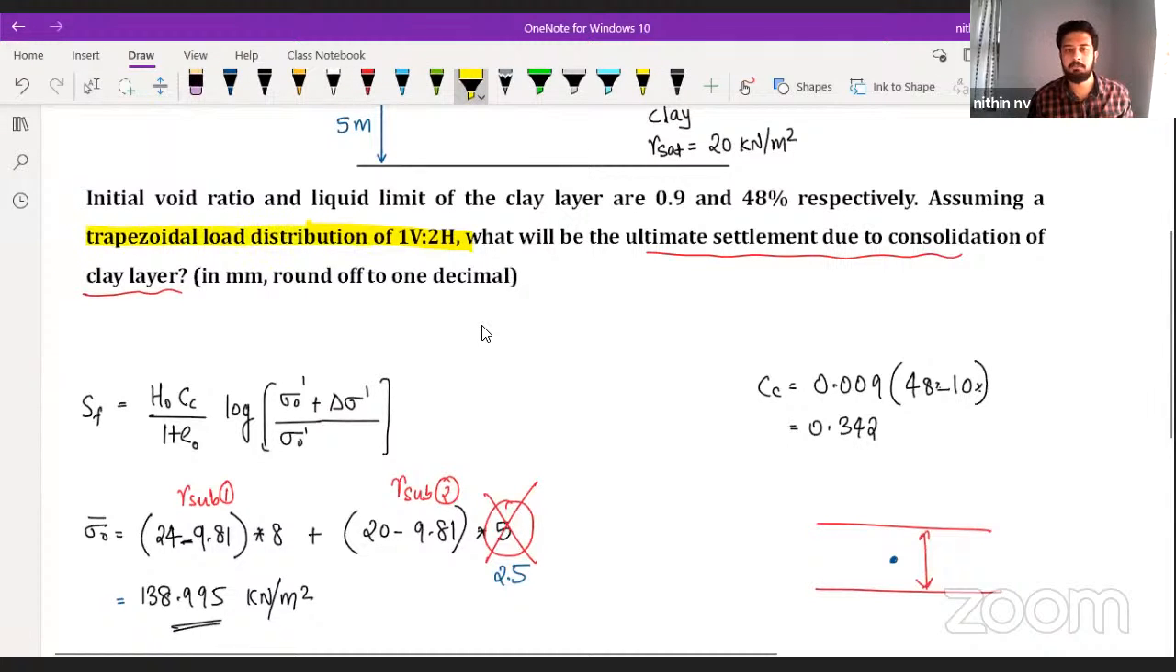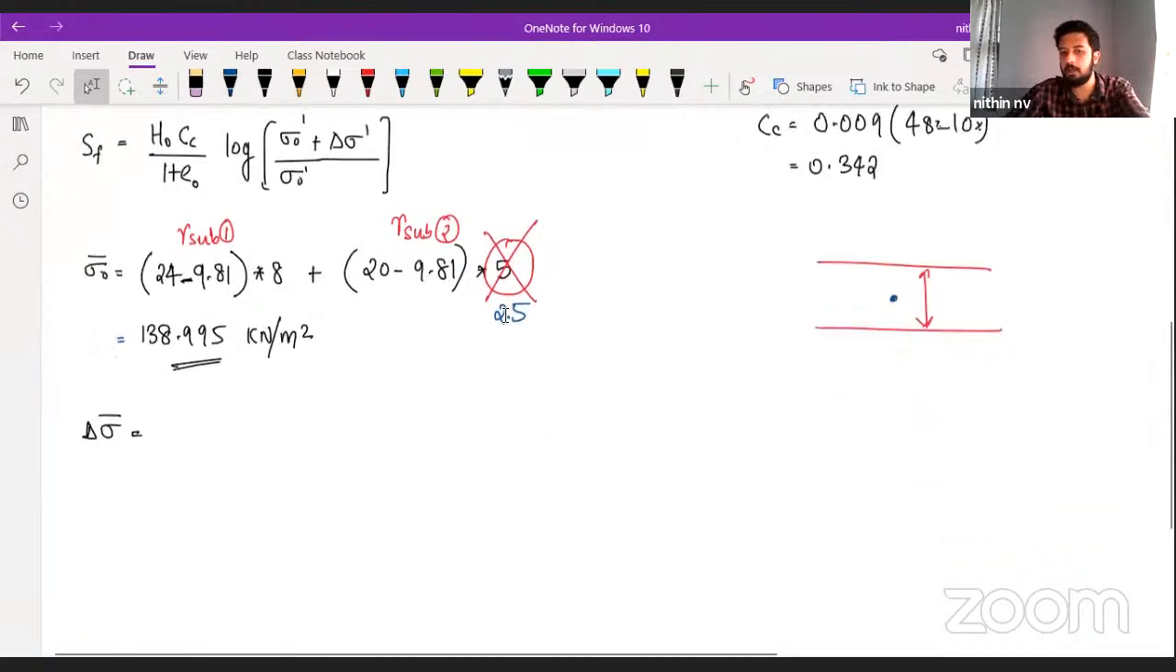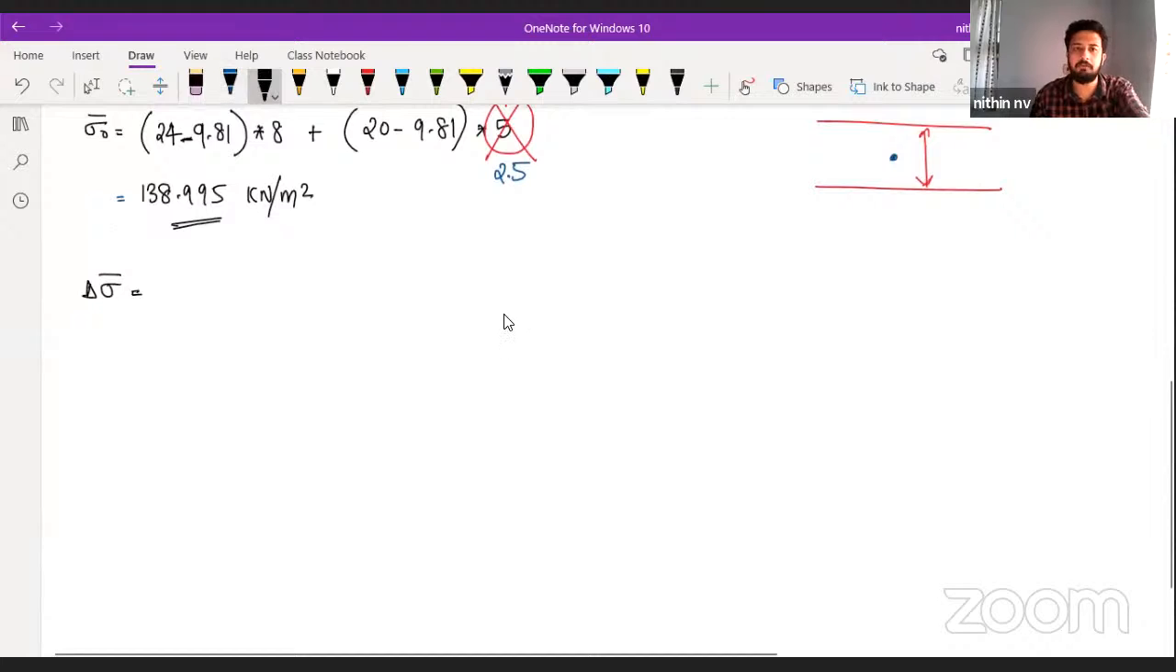So what is this trapezoidal distribution? 1:2, 1 vertical is to 2 horizontal, and they can give you any distribution. How are we going to calculate it? Simply, have you studied an equation? Q divided by (B plus Z) into (L plus Z). Have you studied an equation like this?